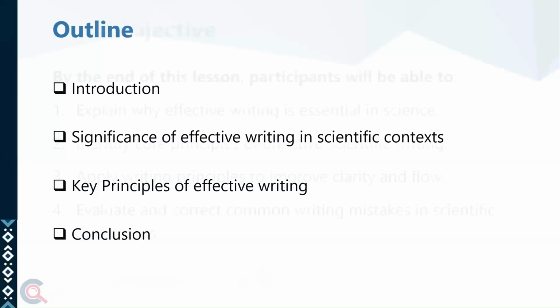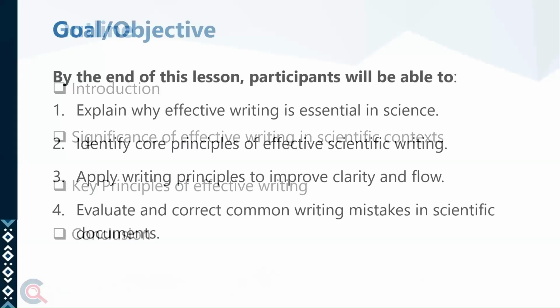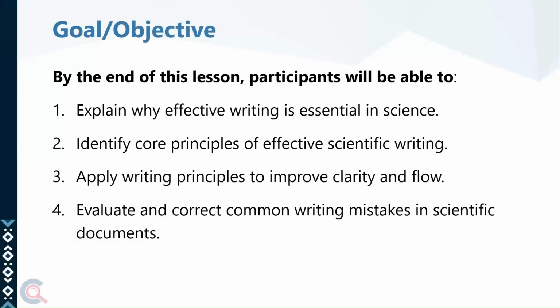As the objective for this module, by the end of this lesson we are going to explain effective writing, explain why effective writing is essential in science, identify core principles of effective scientific writing, apply writing principles to improve clarity and flow, and evaluate and correct common writing mistakes in scientific documents.